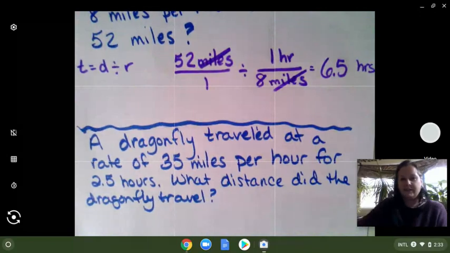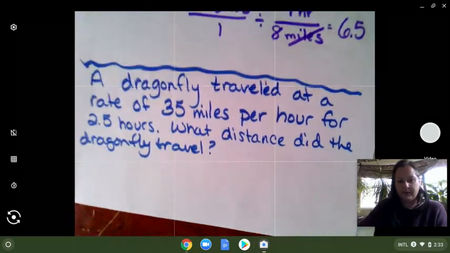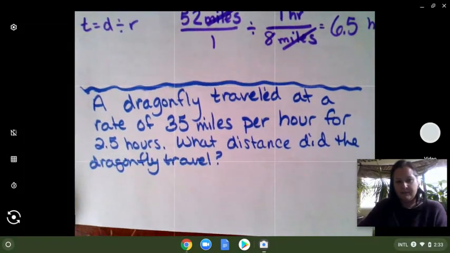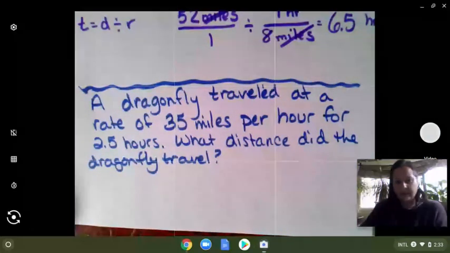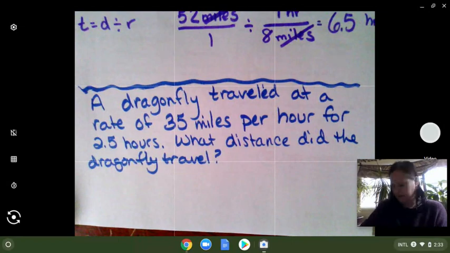All right, try this one on your own. Pick which formula you use. It's asking for a distance. You're going to need the distance formula and then plug in the numbers and see if you can figure out the answer.